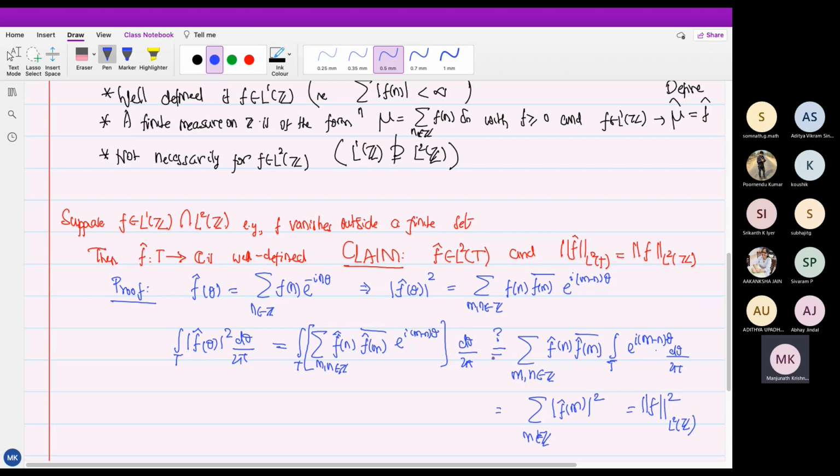Okay, so this claim is not difficult. You just follow the definitions. The only thing we have to justify is this interchange of sum and integral. How do you justify that? Any suggestion? How would you justify this?